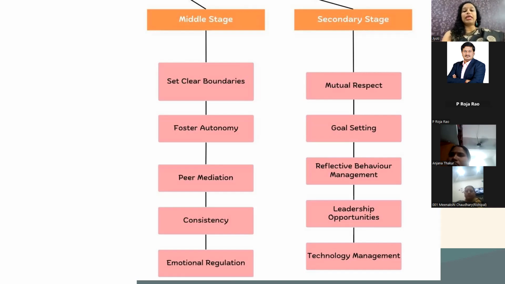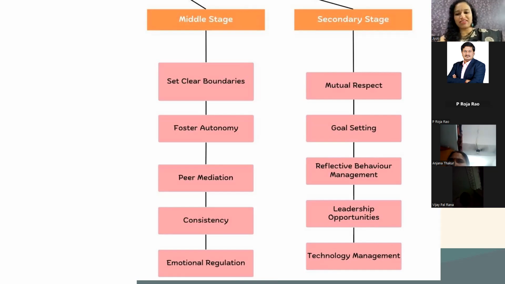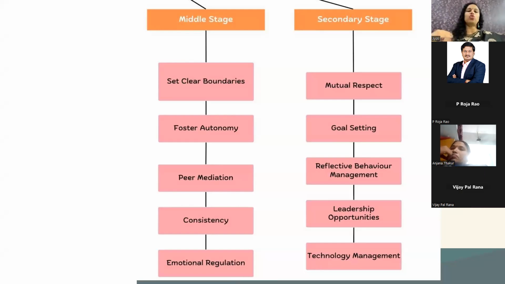Next, emotional regulation. Now, this is not adolescence yet, but it is still the age where they are a little confused about their emotions. Correct? And if you think about it, we as teachers sometimes do tend to get annoyed with things. So keeping that in mind, it is okay for us to give them a little leeway, but that emotional regulation needs to happen through our mediation and through helping them.